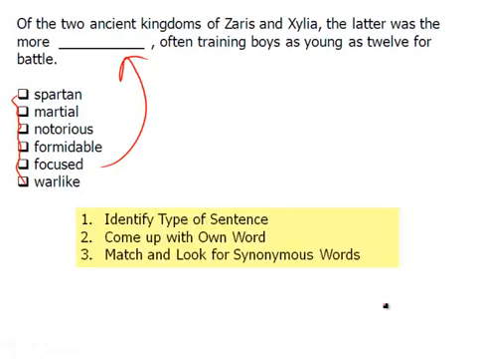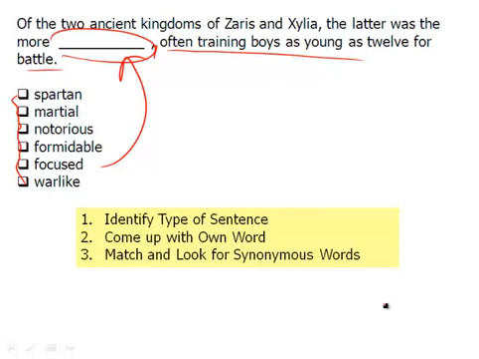So, this is business as usual. We want to identify the type of sentence. Is this a shifting sentence, a non-shifting sentence? And here we're simply taking the blank and defining the blank with what comes after the comma. So it's a defining-the-blank sentence. And we want to look for the clues and come up with our own words. Well, the clue is they often trained boys as young as 12 for battle.